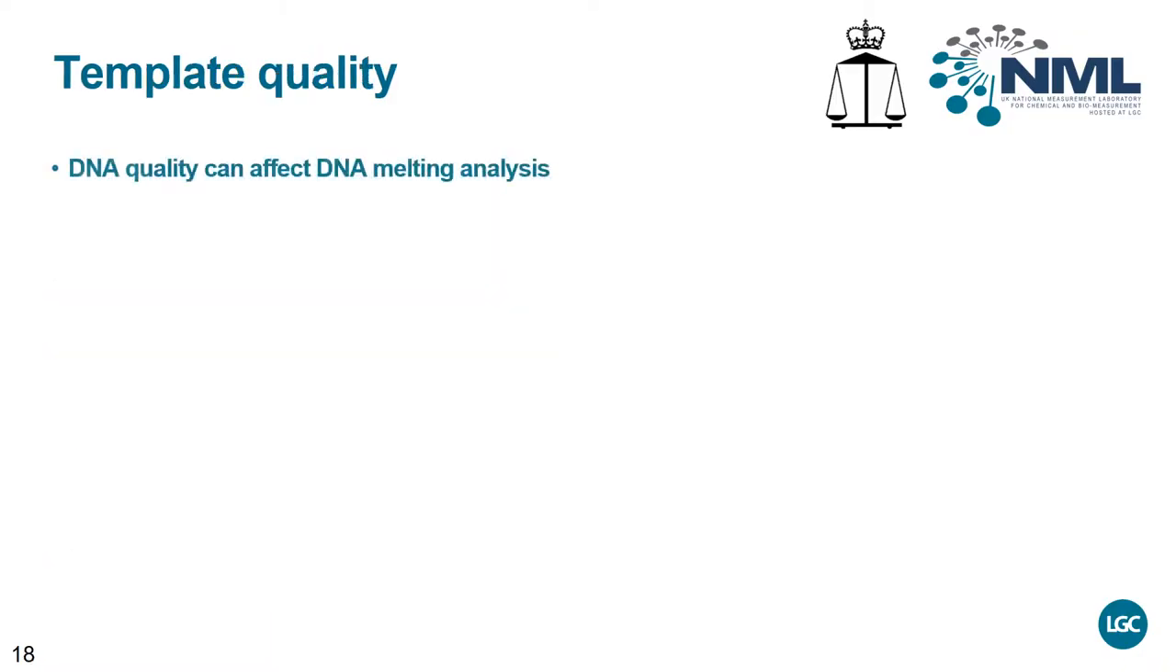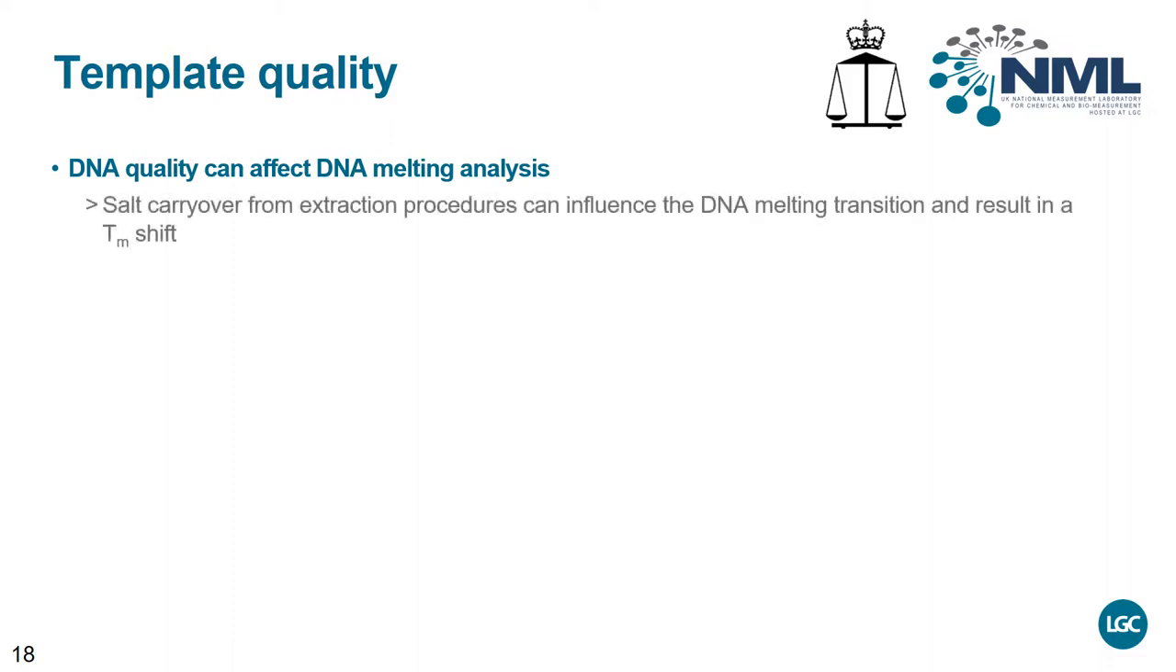A significant factor in the generation of robust DNA melting curve data is the quality of the DNA template employed. Carryover of salt used during DNA isolation and purification can significantly impact on the specificity of the PCR reaction, as well as the melting temperature of the resulting amplicons.